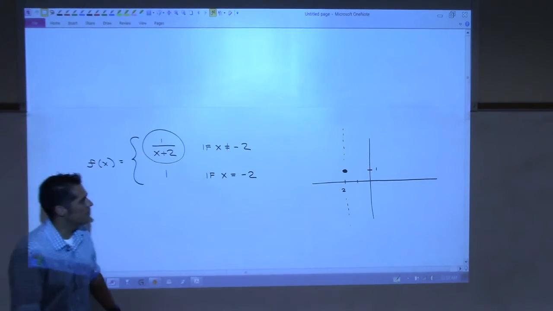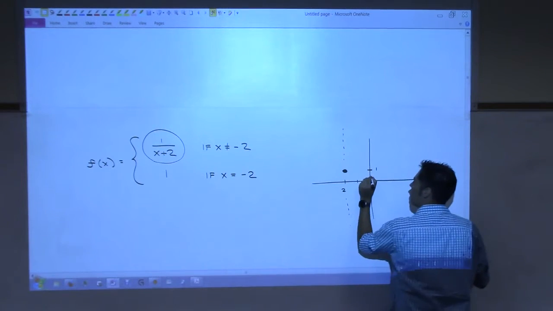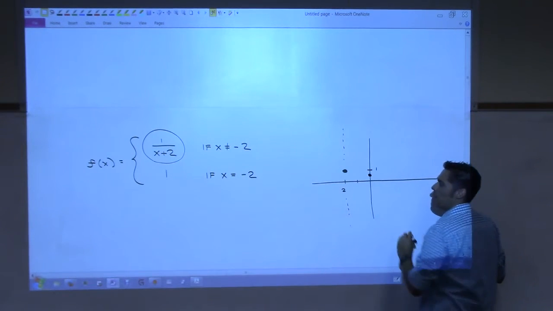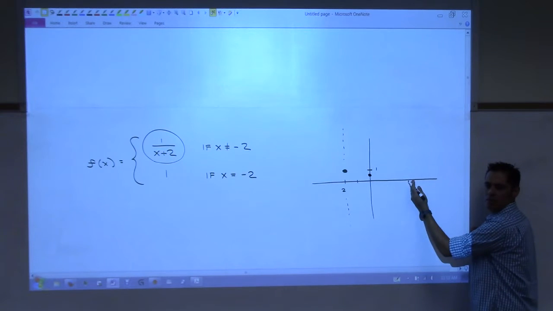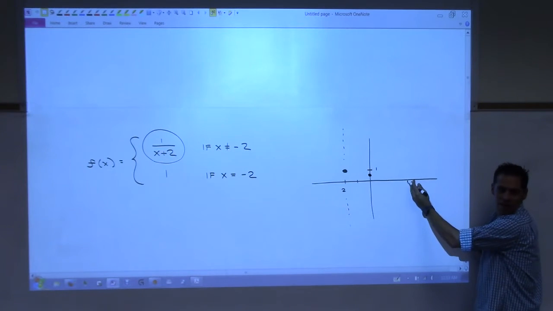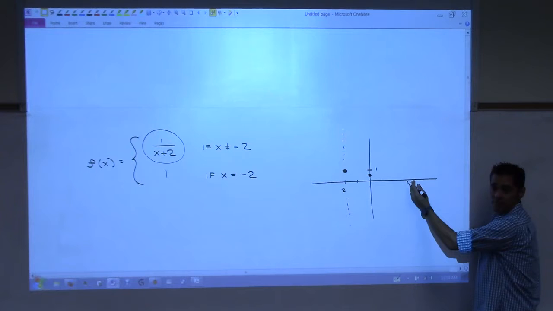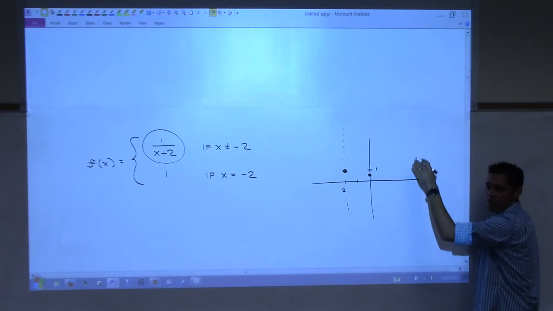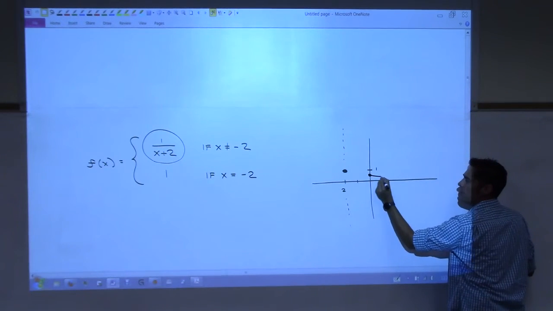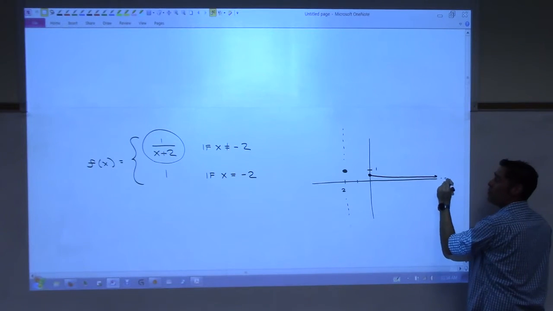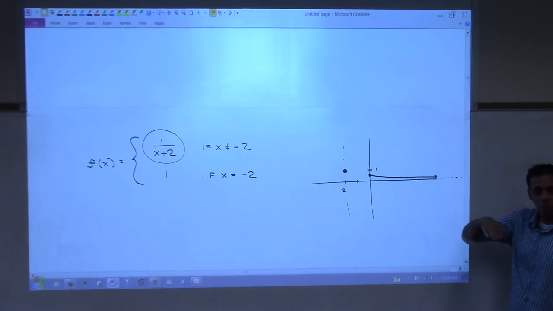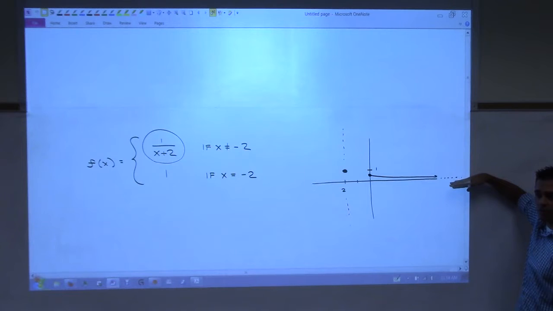If x is 0, this is what? 1/2? So I know this point's on the graph. What happens if I pick a bigger x, like x is 10? It starts getting smaller, right? But it's always positive? Right? 1 over a positive number. So it should go like this. And in fact, if you go and review rational functions, you would figure out that this has a horizontal asymptote of the x-axis.